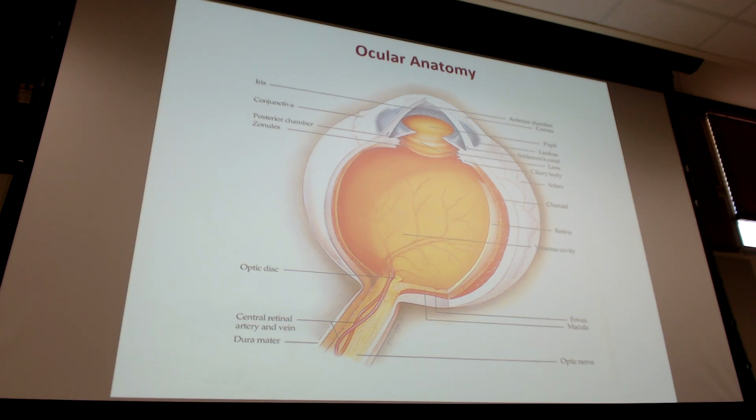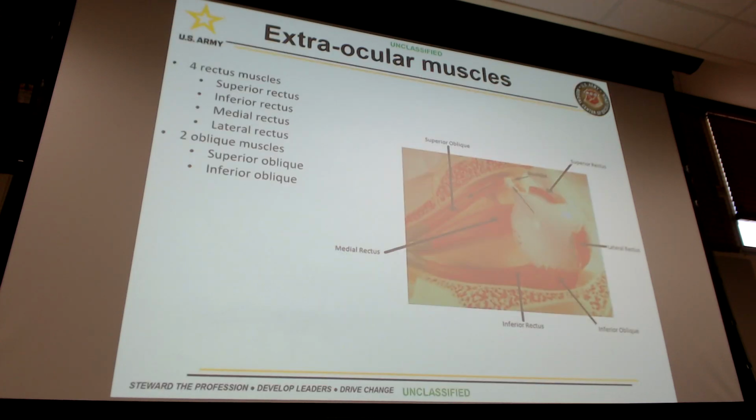More pictures. Basically, all of the things that we just talked about, front to back. Okay, we have some muscles that control our eye movements. We call those extraocular muscles. They're outside of the eye. Extraocular muscles. And these muscles are listed here. There are 4 rectus muscles, superior, inferior, medial, lateral. And 2 oblique muscles. Okay?